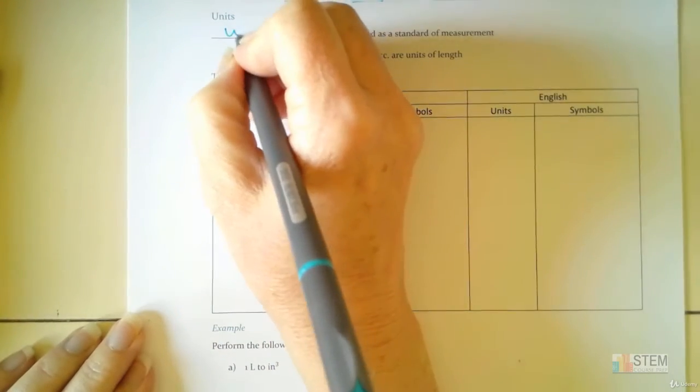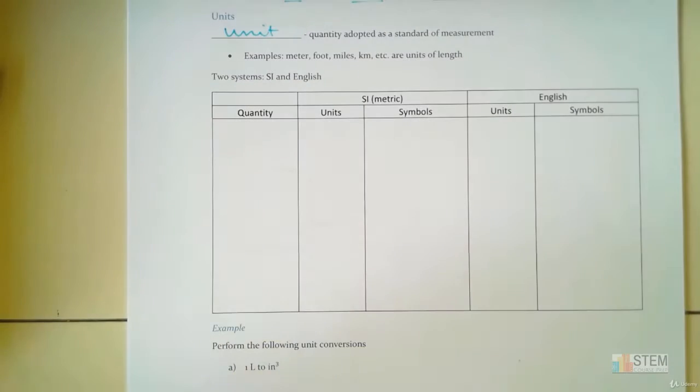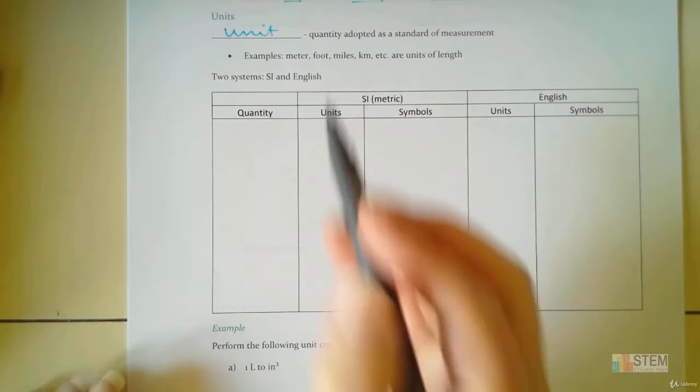So a unit is essentially going to be a quantity that's been adopted as a standard. Alright, so that way the people in one location know that a foot, for example, is the same thing as a foot in another location, right? So everybody has the same standard of measurement, okay? And it's the same thing for pressure, temperature, all of these things. Okay, so a unit is just going to be a standard of measurement.